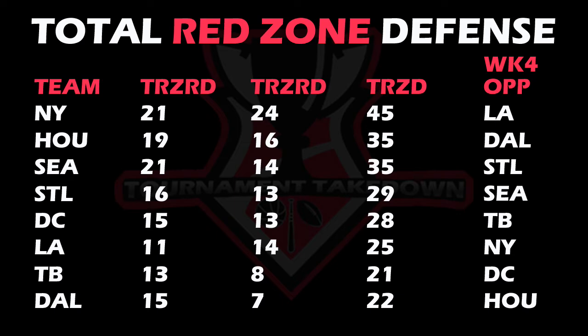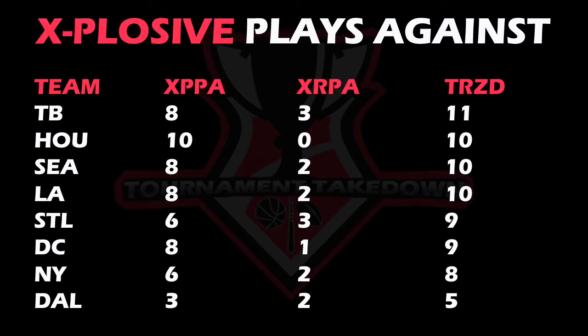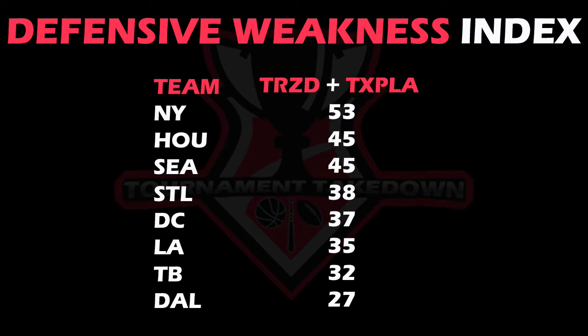So I'm looking at the total red zone defense and the total number of explosive plays allowed, and I'm thinking, how do these numbers relate to each other? The thing is, when you sort them, you get very similar rankings. The teams that give up the most explosive plays also give up a lot of opportunities in the red zone. So I added them together and plugged them into the weekly schedule. I called it the Defensive Weakness Index, just for the lack of anything else to call it.